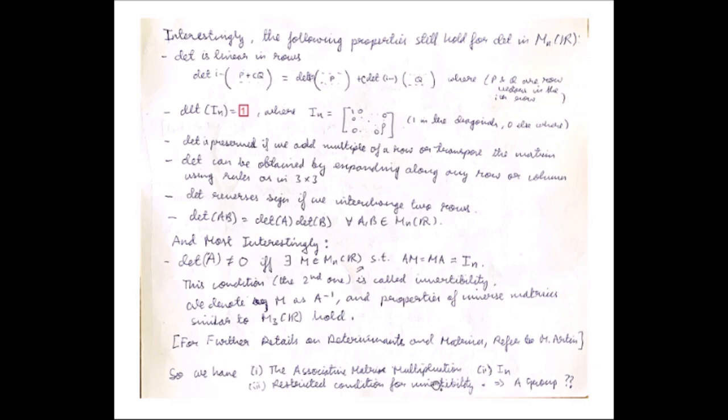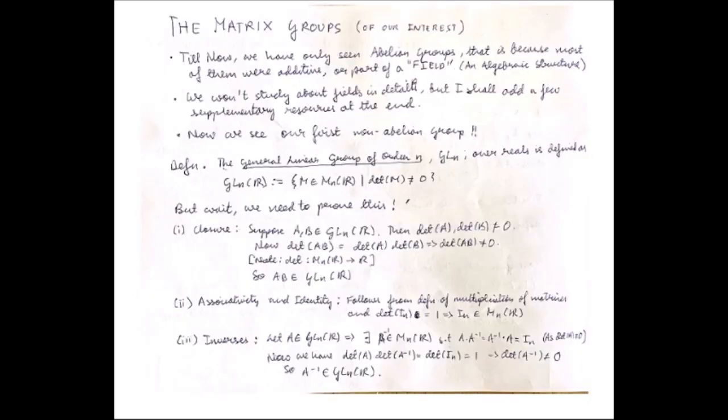Note that multiplication of matrices is associative. You can prove it. There is an identity I_n. Is there some restricted condition for invertibility such that it becomes a group? It turns out there is indeed. The matrix groups of our interest is what we will deal with now.